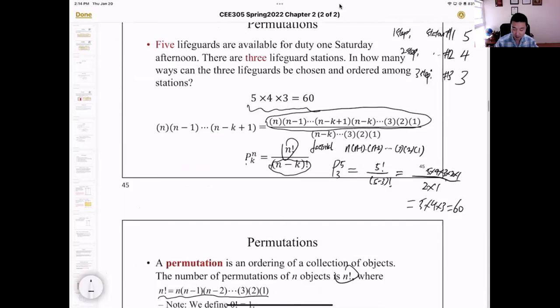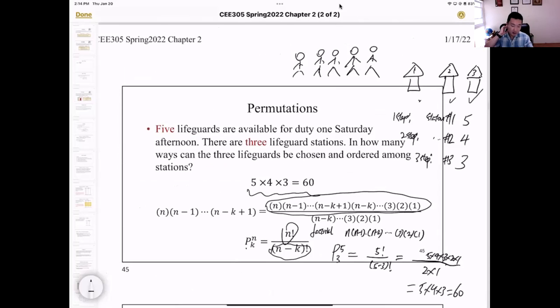If we say we choose 3 lifeguards from these 5 lifeguards, and let's say the order doesn't matter, we do not assign the 3 lifeguards to 3 different stations, we just pick 3 lifeguards from the total 5 lifeguards. In that case, the order does not matter, then we should use the equation for combination instead. So we'll look at that in a moment.